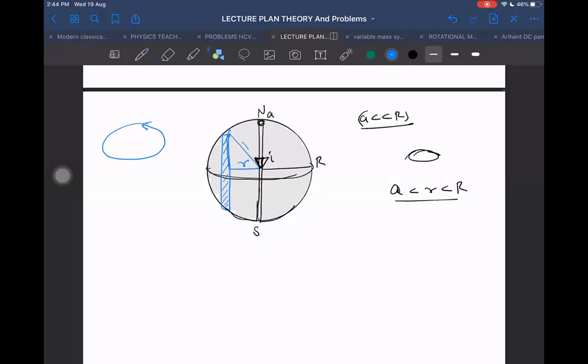R, this is theta. So I think I can write the total height of this as h and the width as dr. What will be the area then? Area dA will come out to be r sin theta into 2 into dr. Is it right or not?